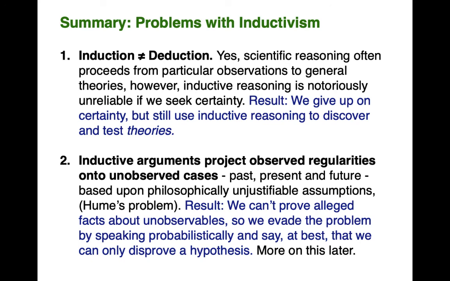I'm going to say more about this in the next lecture. Inductive arguments project observed regularities onto unobserved cases, past, present, and future, based upon philosophically unjustifiable assumptions. This is going to be called Hume's problem of induction. The result? We can't prove alleged facts about unobservables, things we can't observe or measure. So we evade the problem by speaking probabilistically and say, at best, we can only disprove a hypothesis. So we don't prove, we disprove.